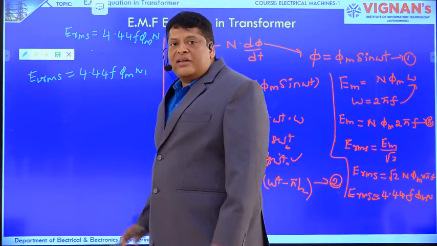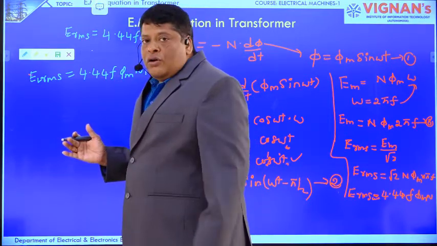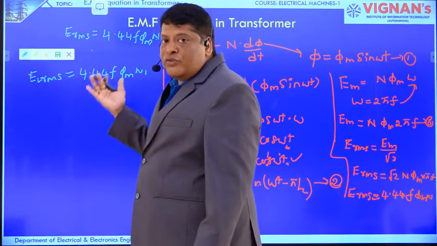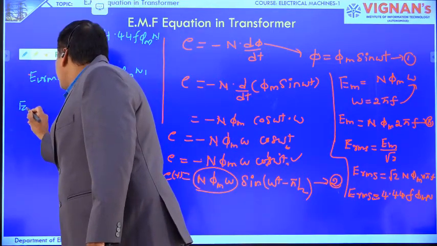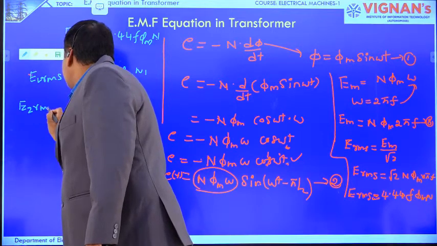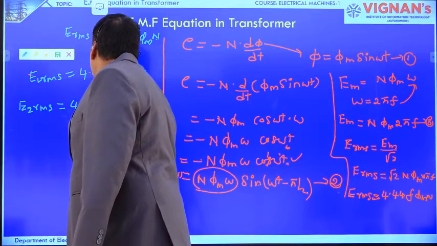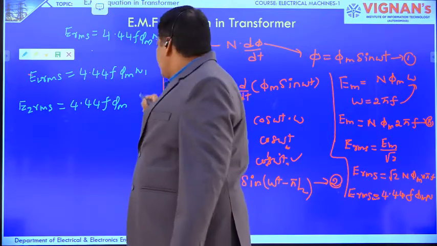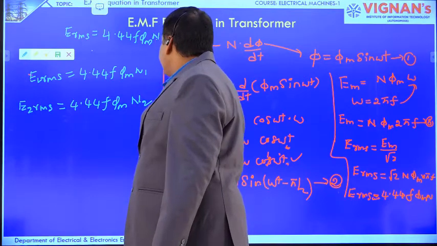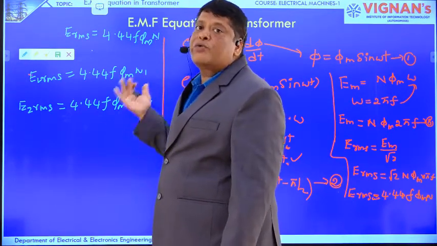In the same manner, there is a mutually induced voltage in the secondary winding. The expression for the RMS voltage E2 RMS equal to 4.44 f φm, and in place of N you replace N2, because the secondary winding consists of N2 turns.